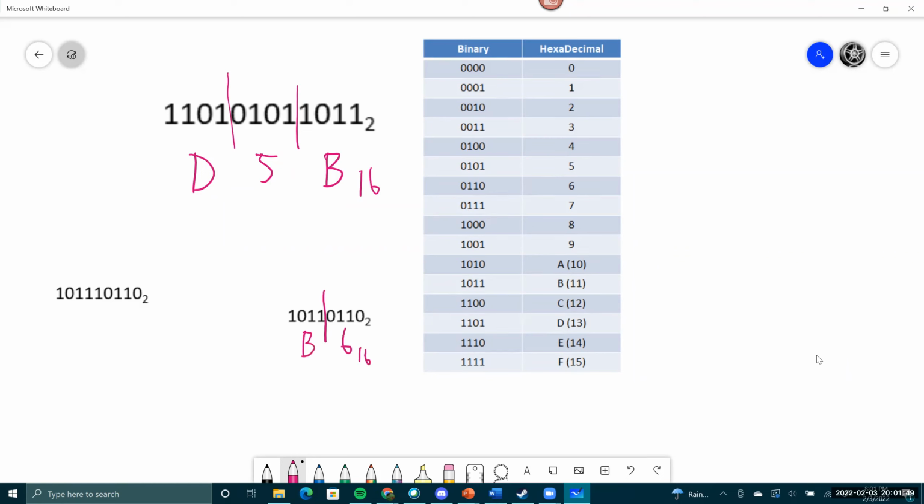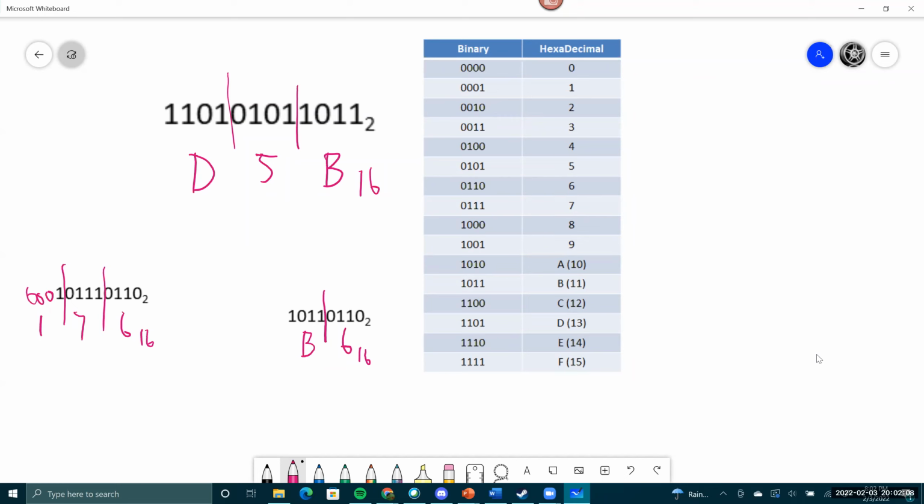With this number, let's see, we have 1, and now I have to pad with a couple zeros here, right? To make sure. So now this is 6, this is 7, and this is 1. So 176 base 16. Okay. All right. Hopefully that was really easy.